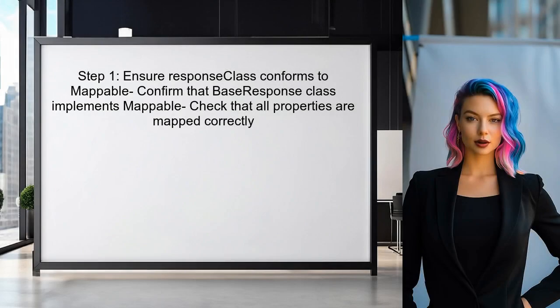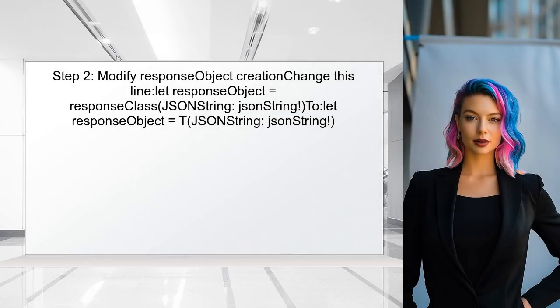To resolve the issue with converting the JSON string into the response class generic object, the user should first ensure that the response class conforms to the mappable protocol. This is crucial for object mapper to properly map the JSON data. Next, the user should modify the line where the response object is created. Instead of using the response class initializer directly, they should use the initializer of the specific class type that is being passed in.